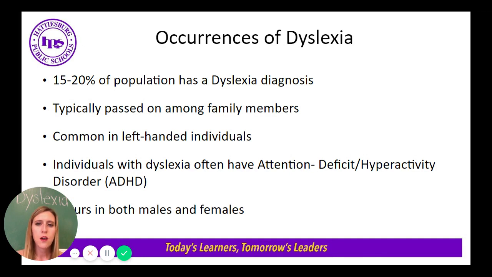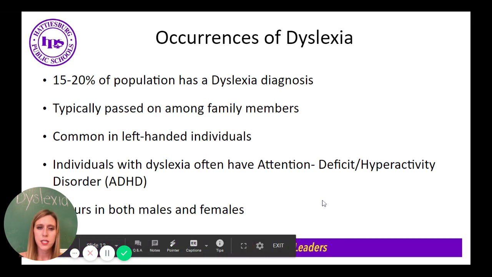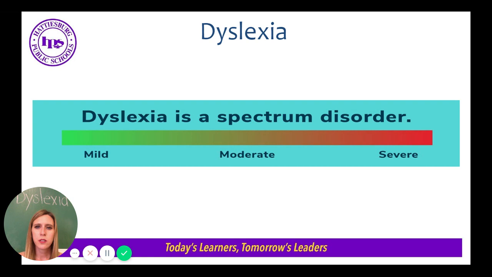Individuals with dyslexia often have attention deficit hyperactivity disorder, or ADHD. The statistic is around 80% of people who have a specific learning disorder, such as dyslexia, may also have ADHD. Dyslexia occurs in both males and females. So next we're going to look at this.